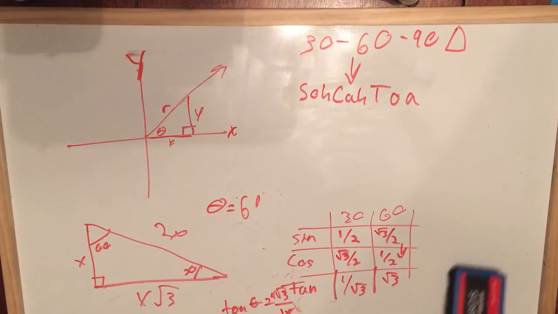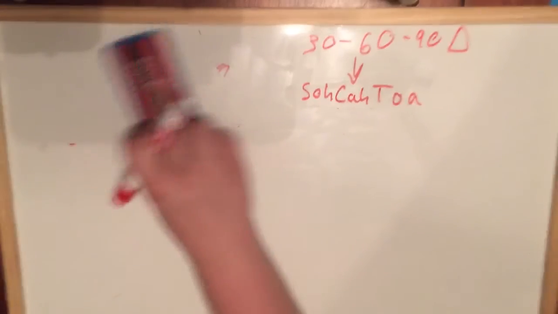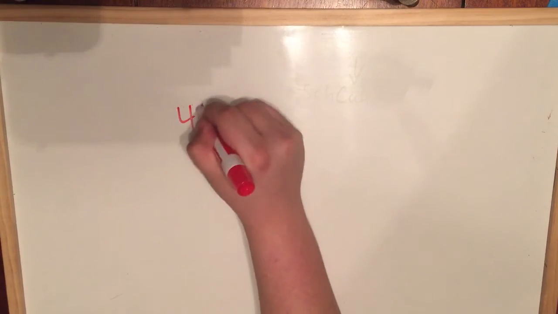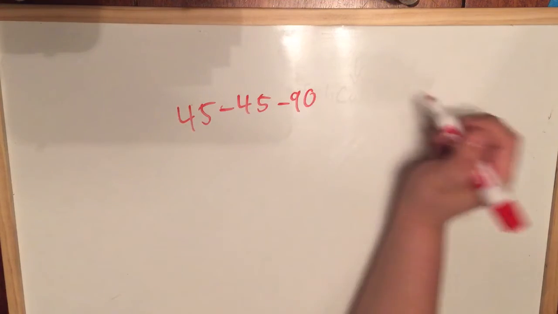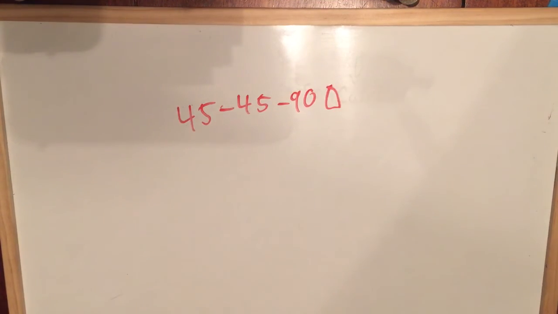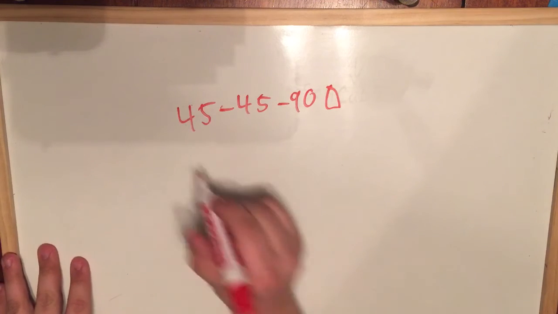This is 30, 60, 90 trigonometry. I'm going to be filling in more of that chart. Next episode I'm going to be teaching you guys about the 45-45-90 triangle, all that basic stuff for this.